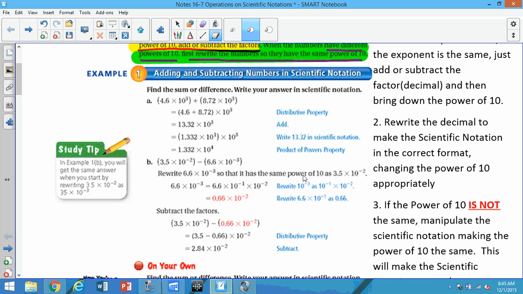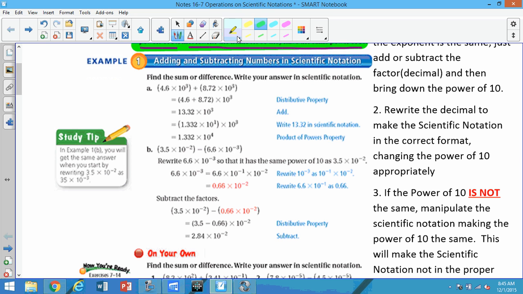Okay, so this first example gives you a problem where you have 4.6 and 8.72, and they both have the exponent of 10 to the third power. Because your exponent is the same, all you have to do is bring down your 4.6 and your 8.72, and add those two decimals together. When you add those together, you get 13.32. Because our power of 10 is the same, you're just going to bring that down, times 10 to the third power.